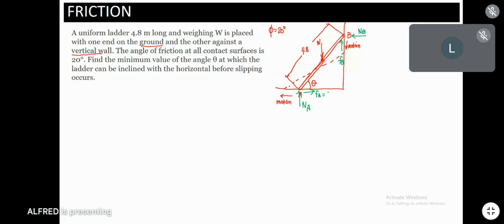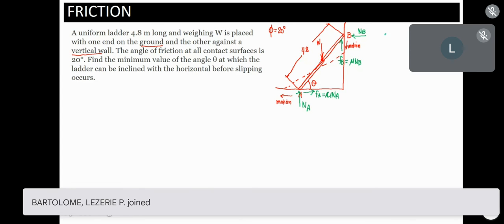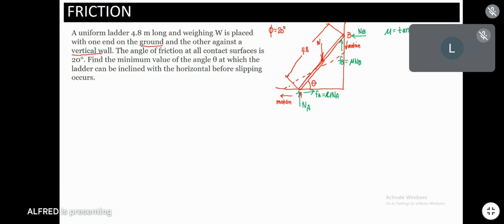So si FA equal siya kay mu N or mu NA. Si FB, hindi siya si NB, equal siya sa mu NB. Okay, or kung kukuhanin natin si mu, it is equal to tangent of phi or tangent of 20 degrees. So what's your mu? This 0.4, decimal places. What's tangent of 20? Matagal pumindot ng calcu.